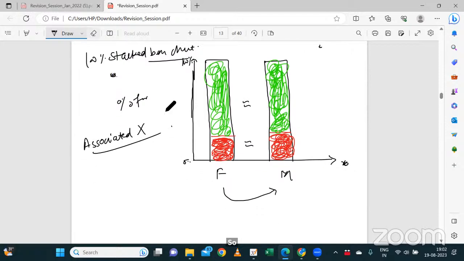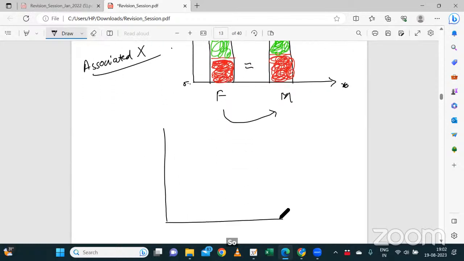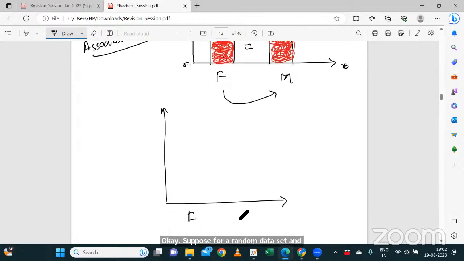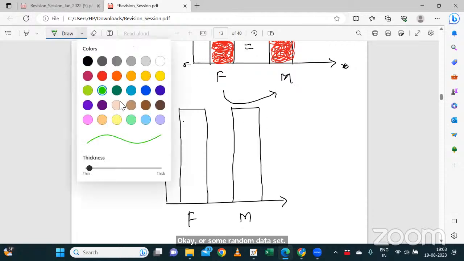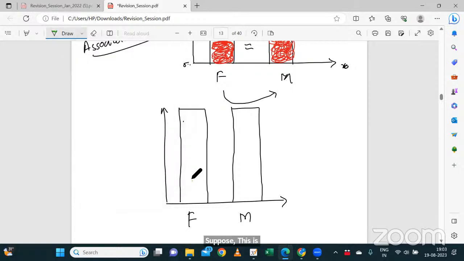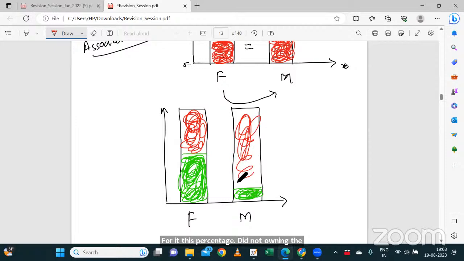Okay. When will I say these two are associated? Let me draw another one. Suppose for a random data set, I'm just treating these female and male categories. Let's say in terms of marks, whether marks have been affected or not, something like that. Suppose for female, let's say this ownership of phone also. So let's say this part is owning the phone. Okay, green is denoting ownership of phone. Right? Now for male, let's say this is red, the percentage not owning the phone, and now this percentage is ownership of the phone.